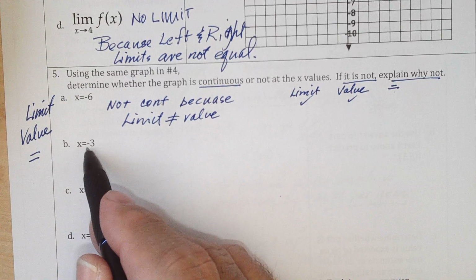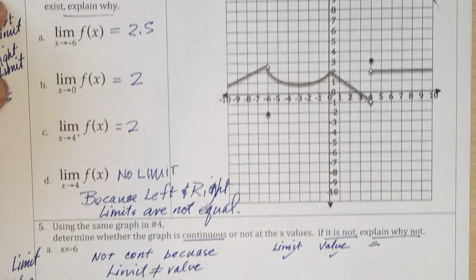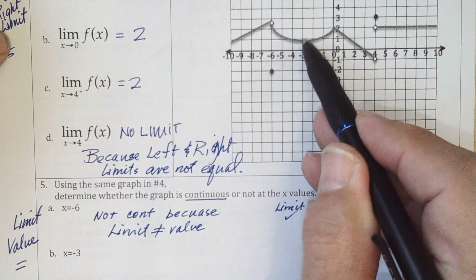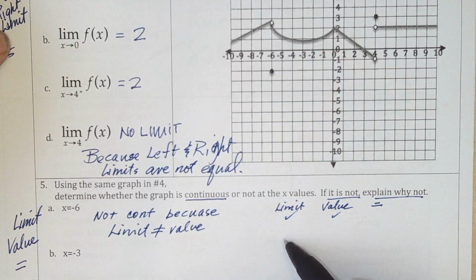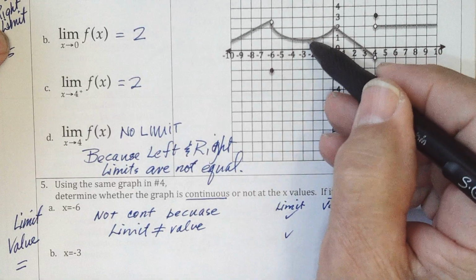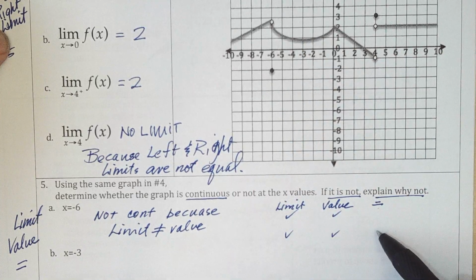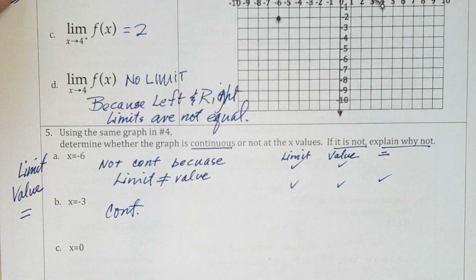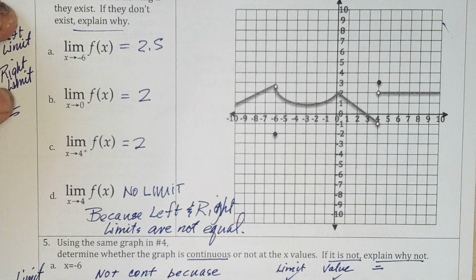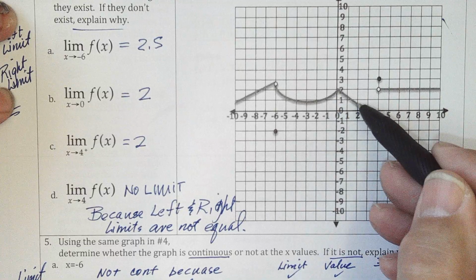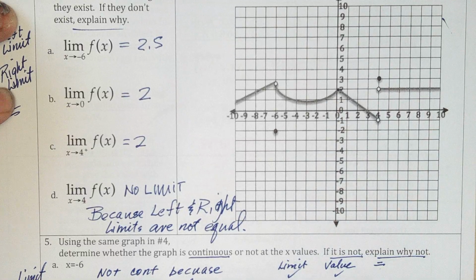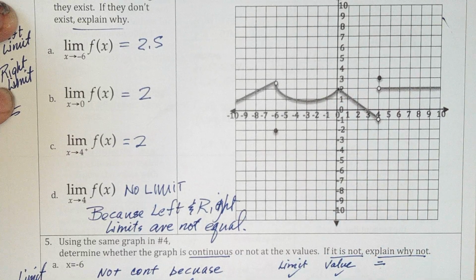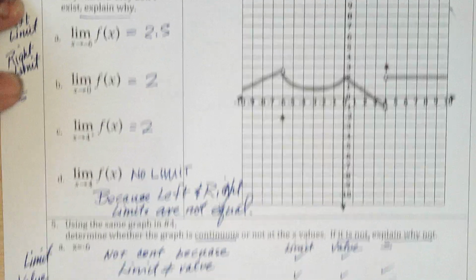Now they'll go to -3. At -3. Does it have a limit? It looks like both sides point to the same place, so it has a limit. Does it have a value? Well, it looks like it's going to be at the same place, and so they're equal, so it's continuous. Then we're supposed to look at 0. Looks like it has a limit. Both of them go to the same place, about 3. Does it have a value? Well, there's not a hole, so it's got a value, and they look like they're equal, so it's continuous.